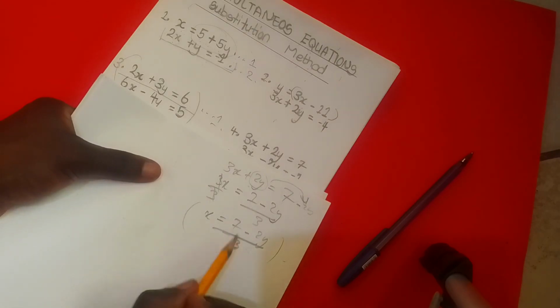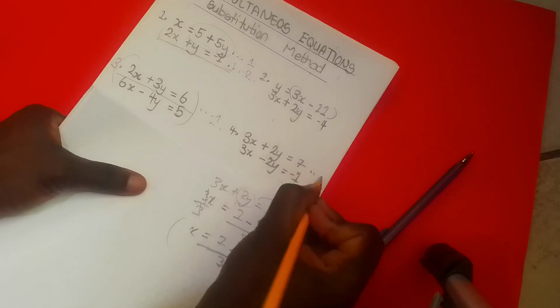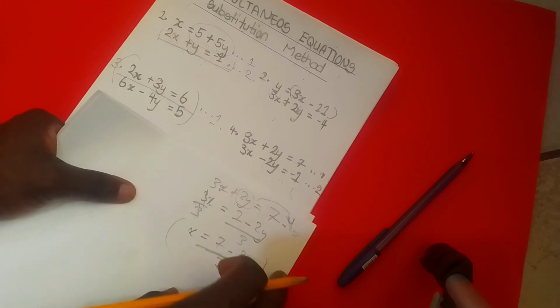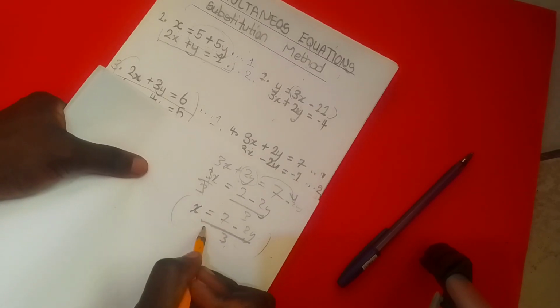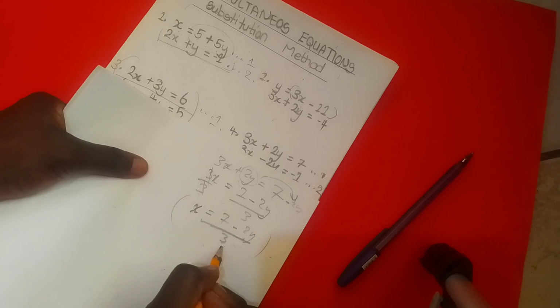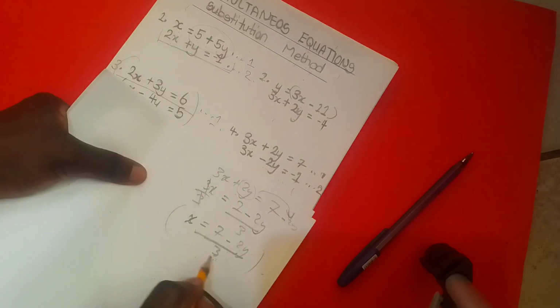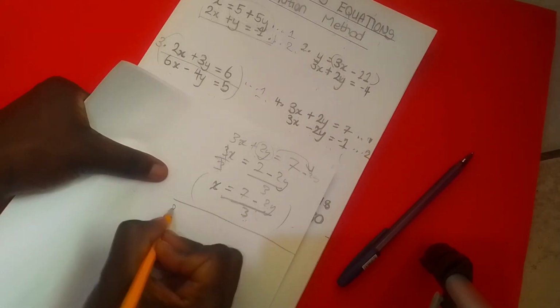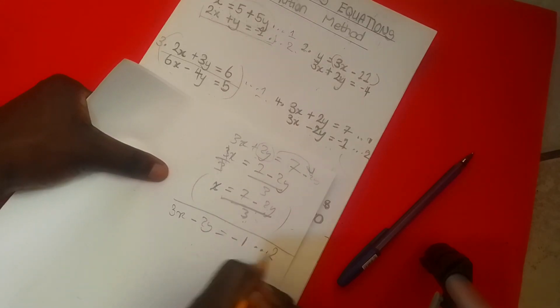So we are going to substitute 7 minus 2y over 3 in every instance where we have an x in equation 2. We are dealing with simultaneous equations, equation 1 and equation 2. So I want you to get this now. Since x is equal to 7 minus 2y over 3, in equation 2, we see that we have 3x minus 2y is equal to negative 1.